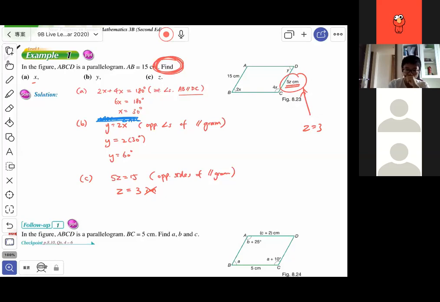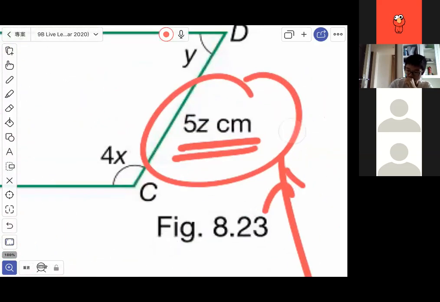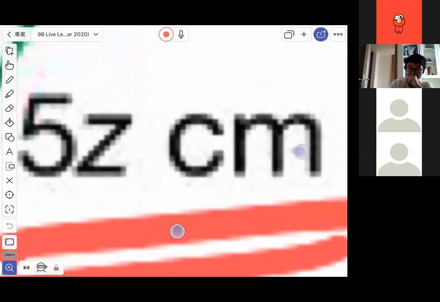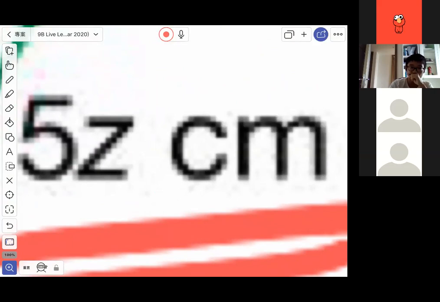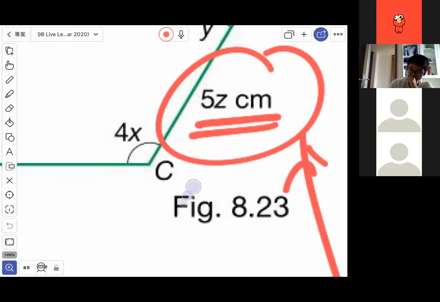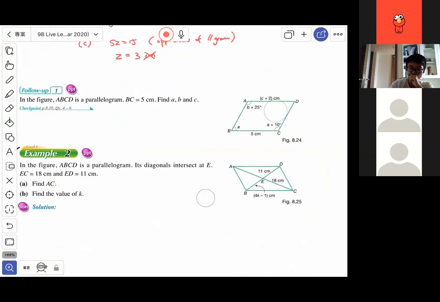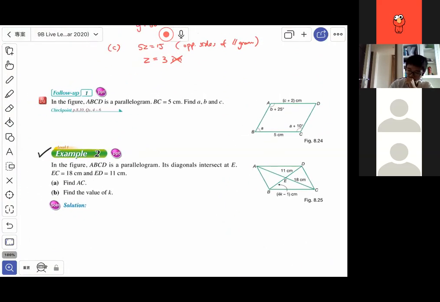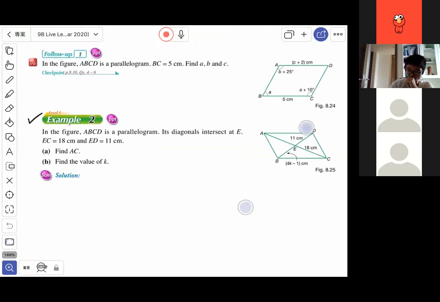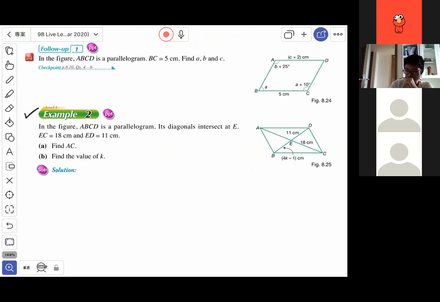So about example 1, is there anything to ask? Sorry, this figure is too small. Now I zoom it for you. It's 5z cm. Okay, so next we talk about example 2. For follow up, I think you can do it yourself. You have the textbook. For follow up 2, I only want to show you part A because I want to show you how to present using the new reason only.